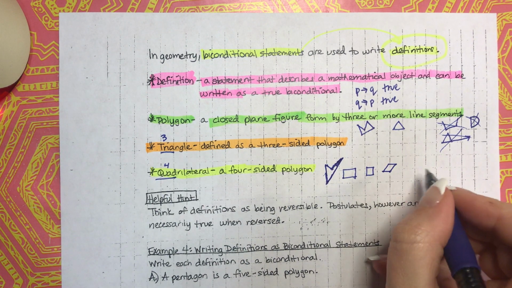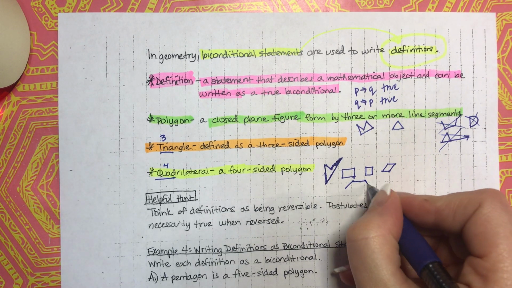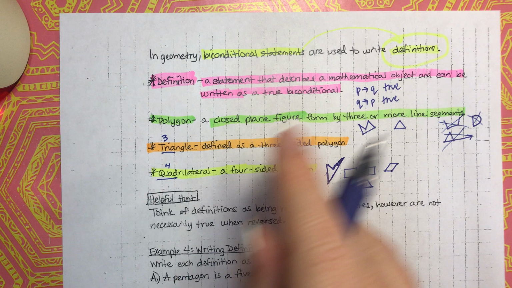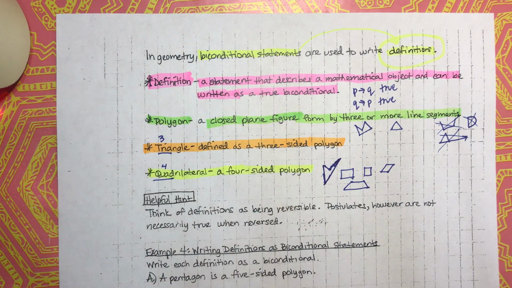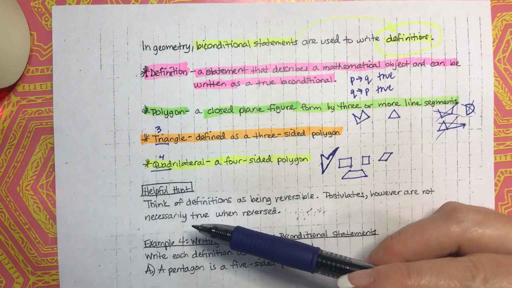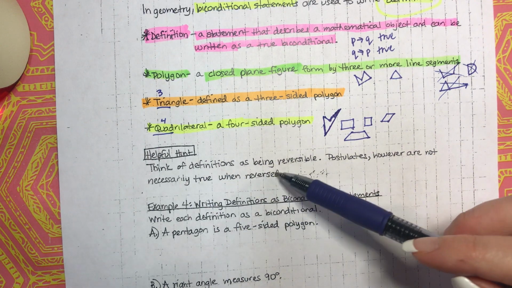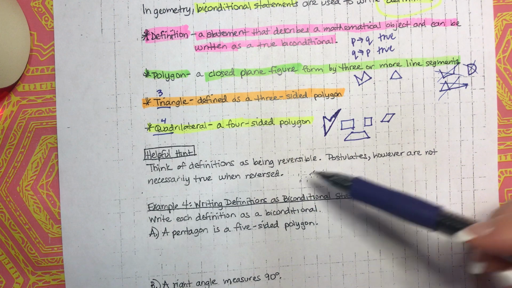rhombus. There's just a lot of different options. You can go trapezoid. There's all different types. Those are all quadrilaterals. They all have 4 sides. Polygon, they're all closed, right? They're not open like that, and they don't have any curved lines. So, quadrilateral, 4-sided polygon. Okay, so helpful hint. Think of definitions as being reversible. Postulates, however, are not necessarily true when reversed.